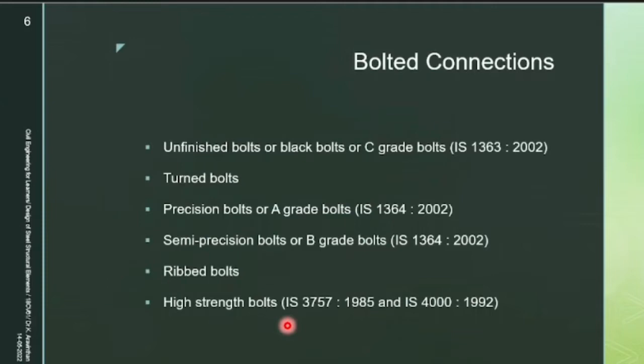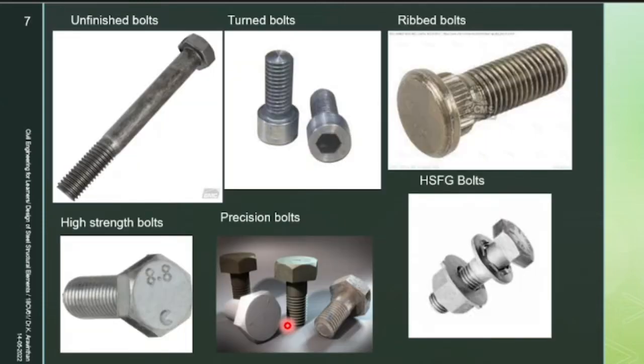So these 6 types of bolt will be discussed in this chapter, and in your syllabus they have particularly asked about high strength friction grip bolt. These 2 types are being discussed in your syllabus. The rest of the things are all for better understanding, so they are not included in your syllabus.